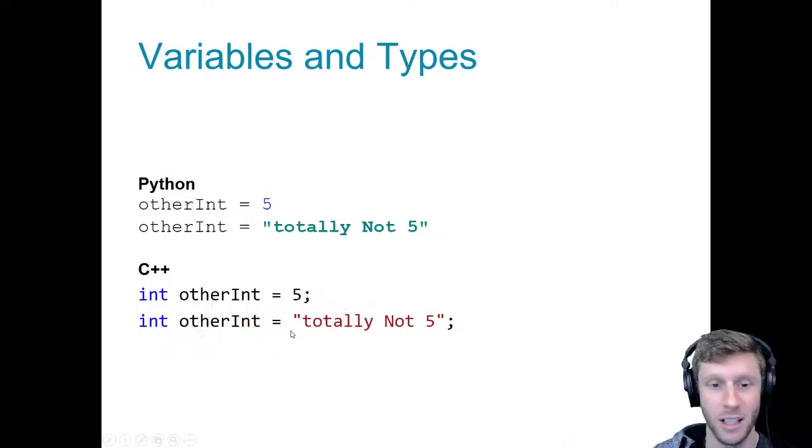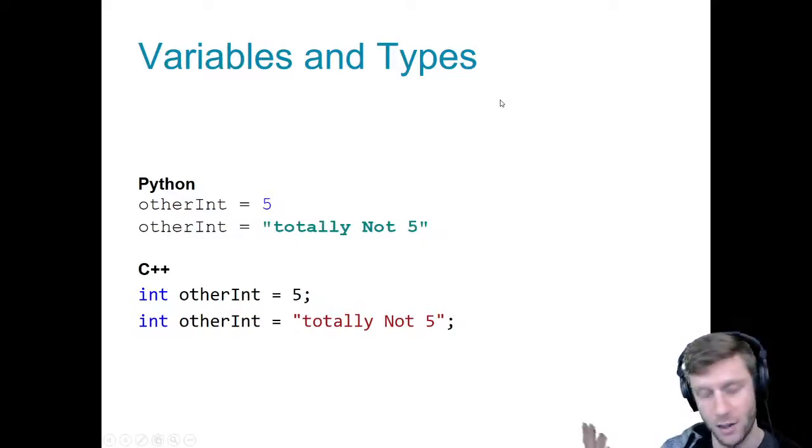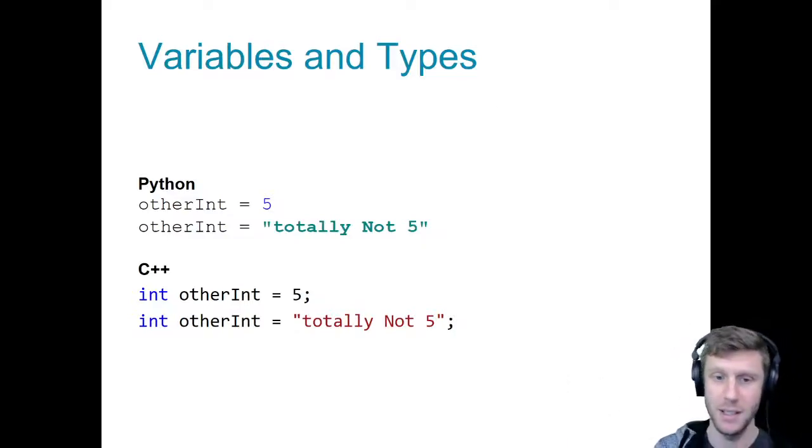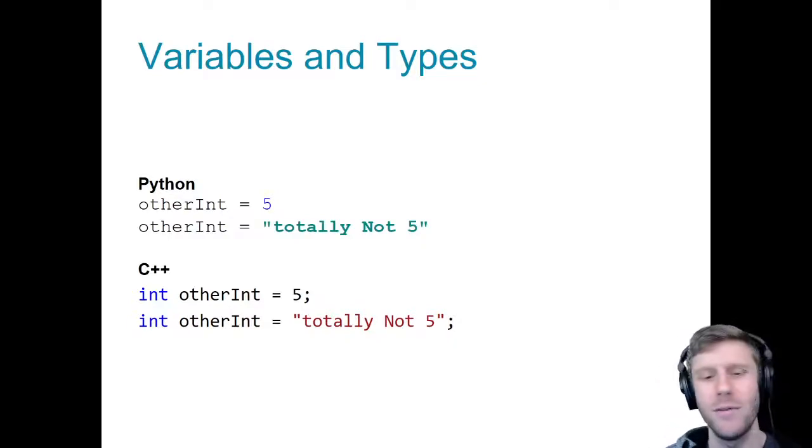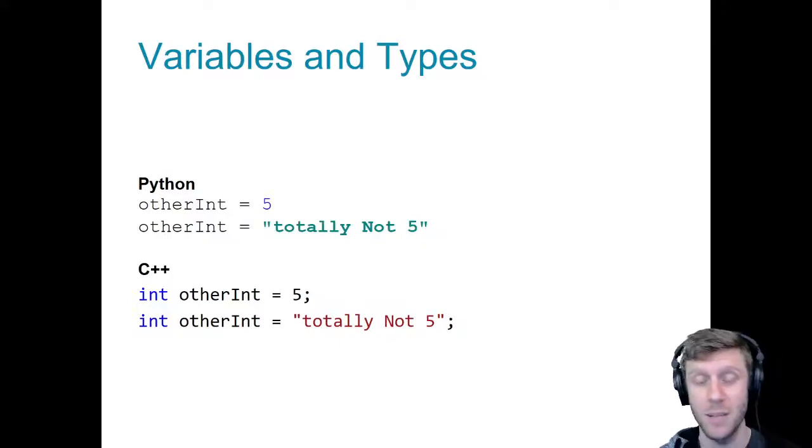This is no good. You can't do this because I created a variable called otherInt. I tell C++ it's an integer, and I set it to 5. And then later, I try to shove the string totally not 5 into the variable that can only ever hold integers. C++ is going to say, no, you can't do this.